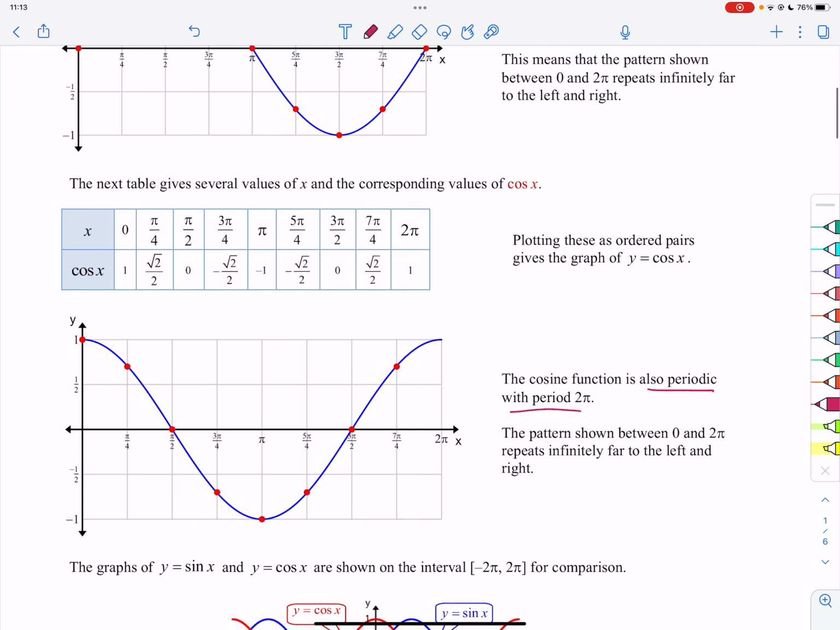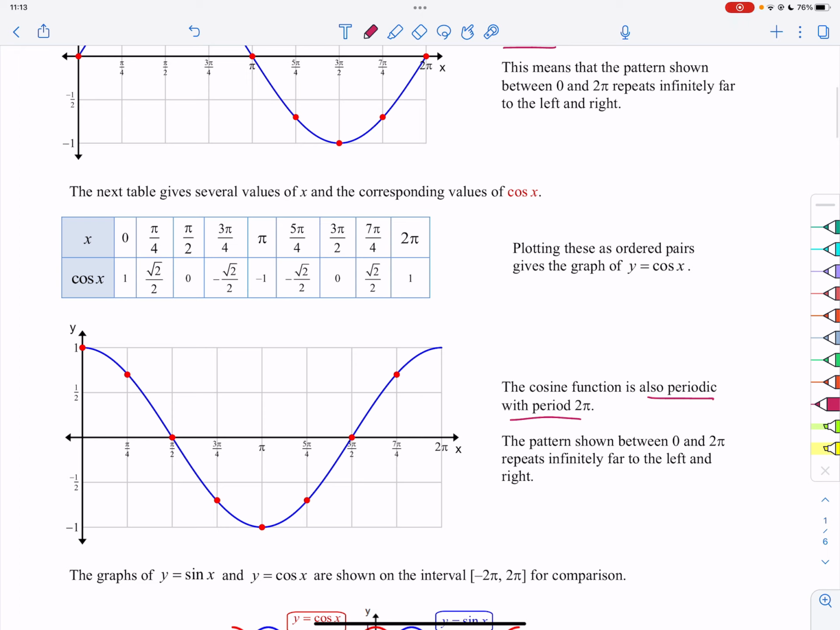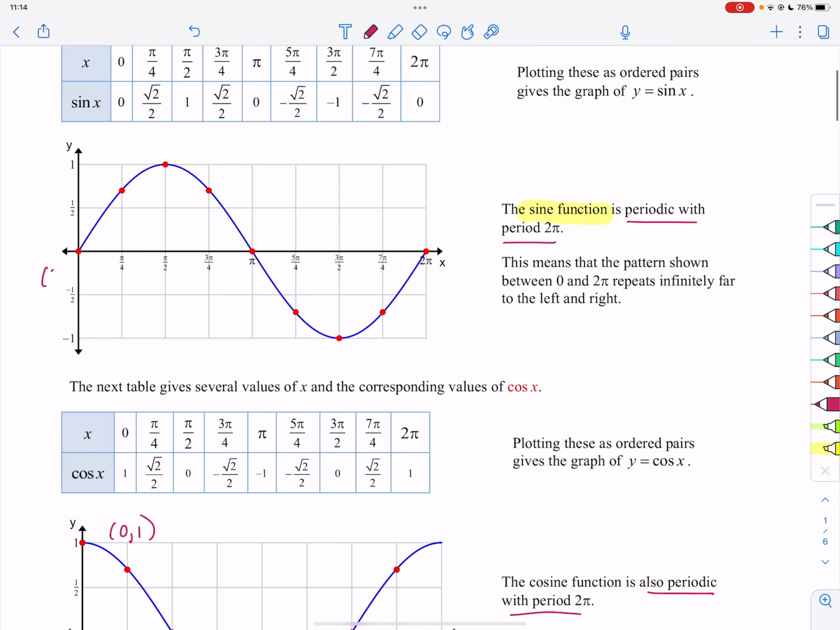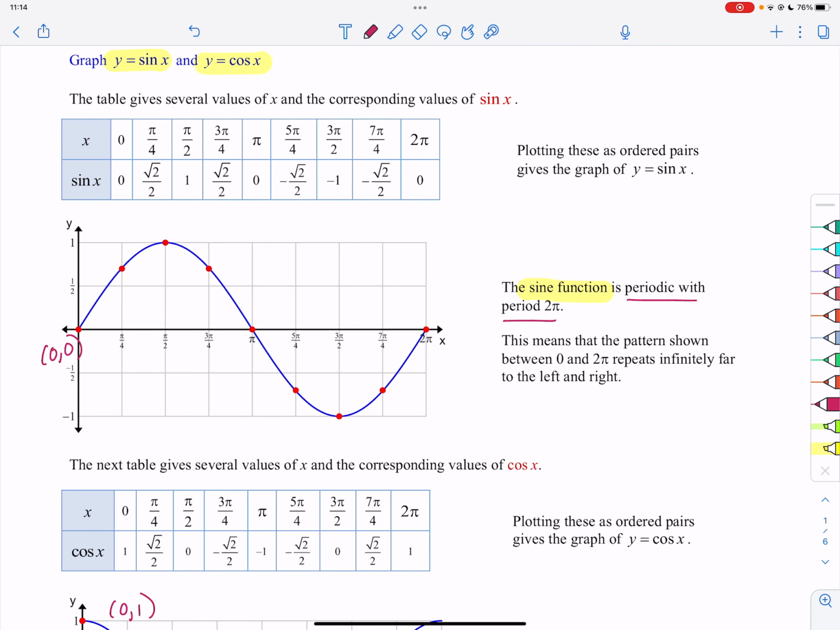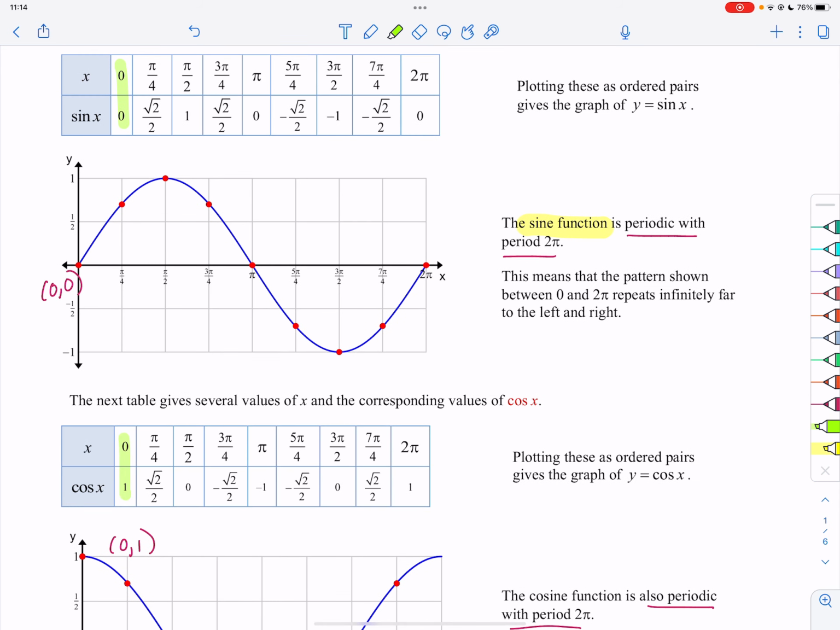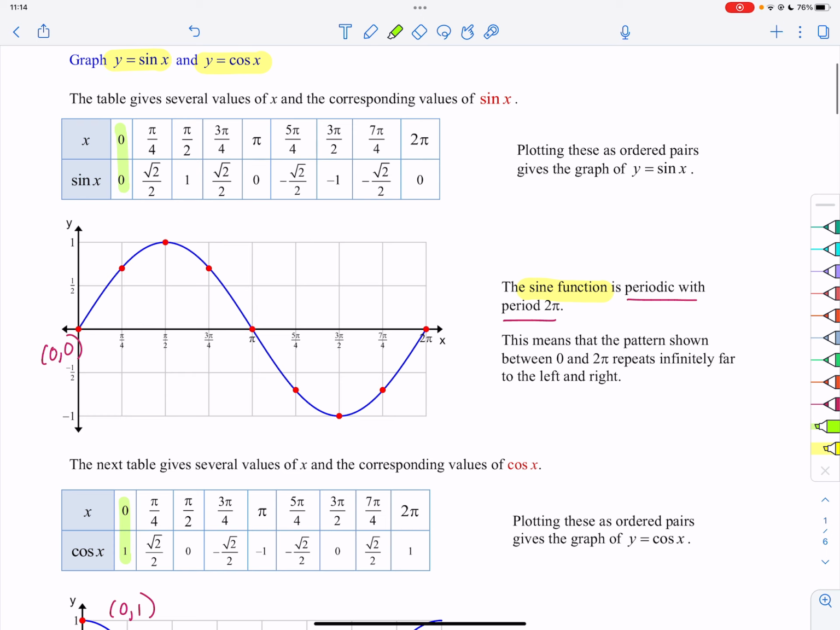As you can see here, the cosine has the point 0, 1 on the graph, and the sine has the point 0, 0 on the graph. And we can see those right here. And we can obtain those from the unit circle as well.